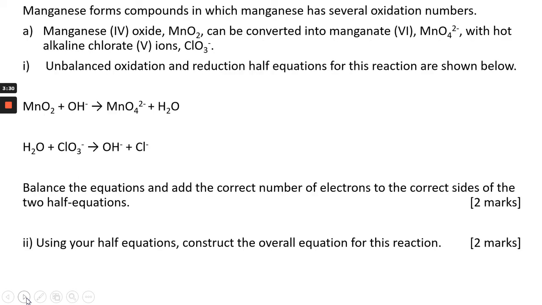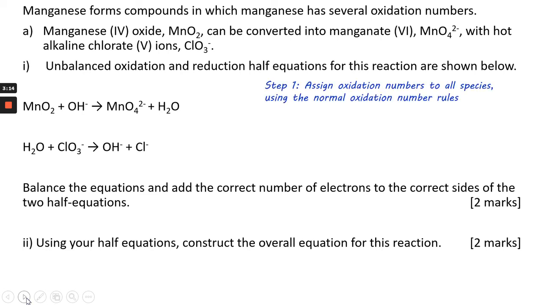So it's talking about manganese, several manganese compounds, and also chlorate 5 ions. And it gives you unbalanced oxidation and reduction half equations. First thing to do is to balance the equations and add the correct number of electrons to the correct sides of the two half equations.